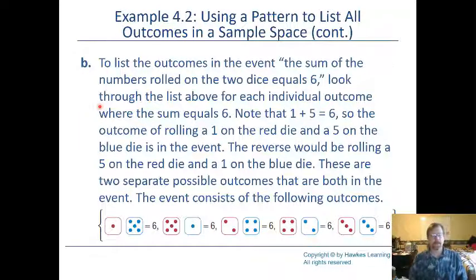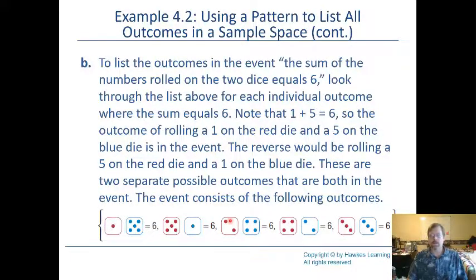So again, they've just gone through and grabbed all the values that were on that diagonal. Pair of threes, the 4 and 2 combinations, etc. That is one way to list possible outcomes of something. Come up with a pattern and make a nice big table that shows everything.